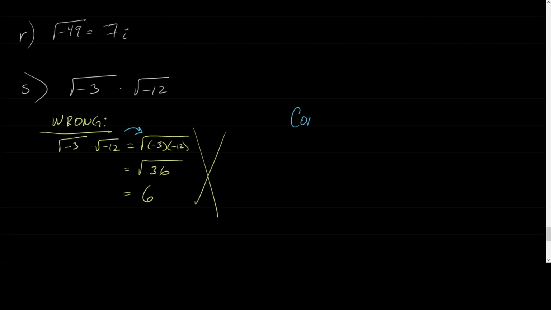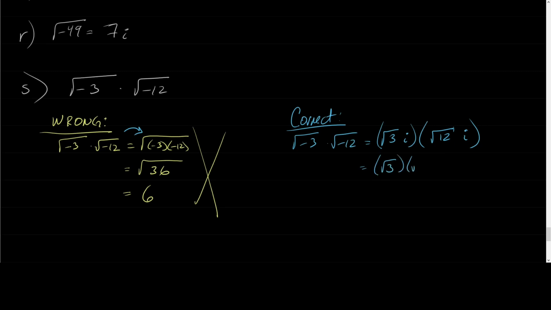Let me show you what the correct thing is. And this is what you need to be doing. The square root of negative 3 times the square root of negative 12. Well, by definition, this is just the square root of 3i times the square root of 12i. At that point, now that becomes the square root of 3 times the square root of 12 times i times i. The square root of 3 times the square root of 12, that's the square root of 36. i times i is i squared. The square root of 36 is 6. The i squared is negative 1. So we get negative 6.